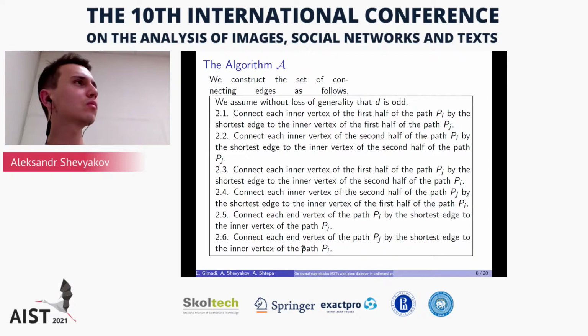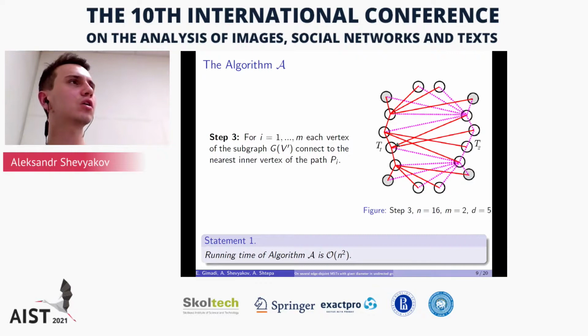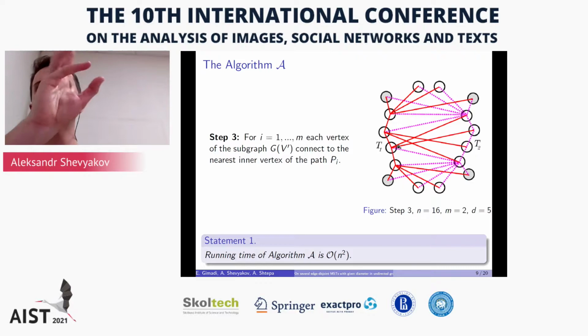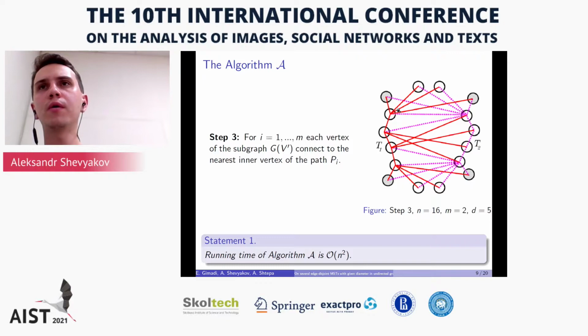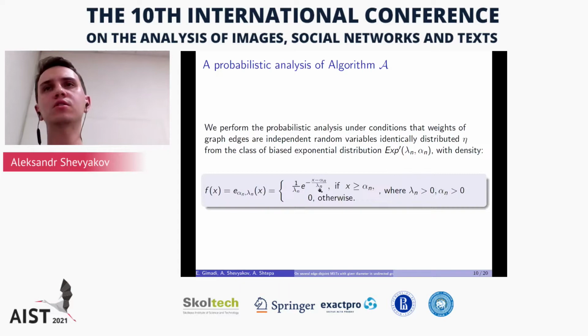Here you may have a look at a formal description of how we do this. On step three, we put all other vertices into our trees, going to the shortest edge. Most importantly, we attach them only to the inner vertices. We do not attach any new vertices to the end ones, in order not to make the diameter higher. This algorithm works with complexity n squared, where n is the number of vertices.